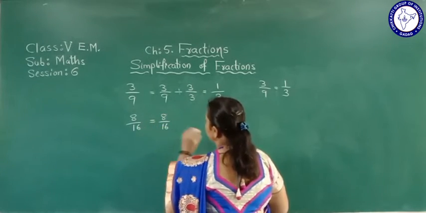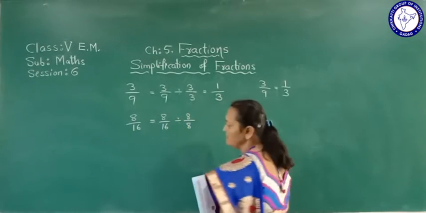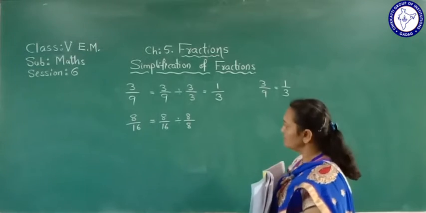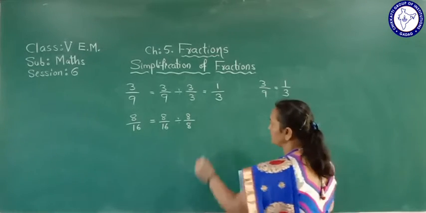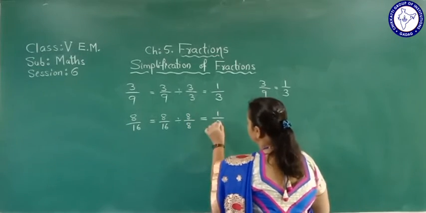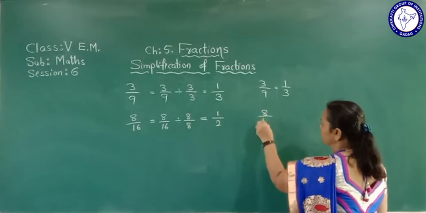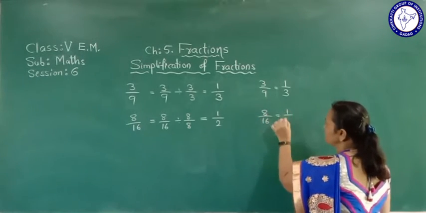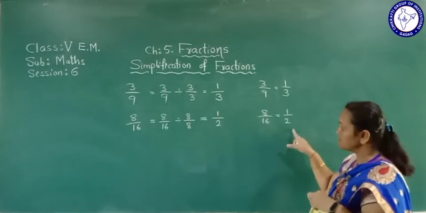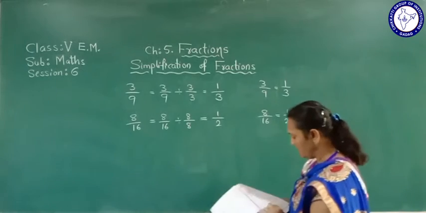So here 8 by 16, reduce it by 8. Divide both numerator and denominator by 8. Then we get 8 ones are 8 and 8 twos are 16. So 8 by 16 is equal to 1 by 2. This is called the reduced form, the simplest form. This is simplification of any given number.